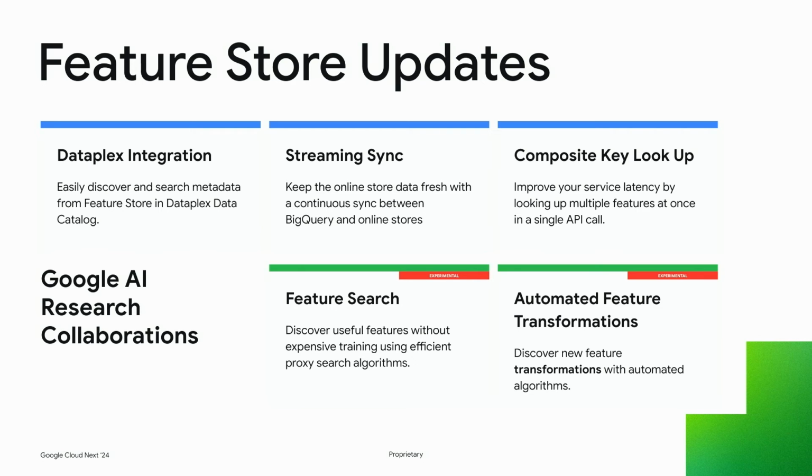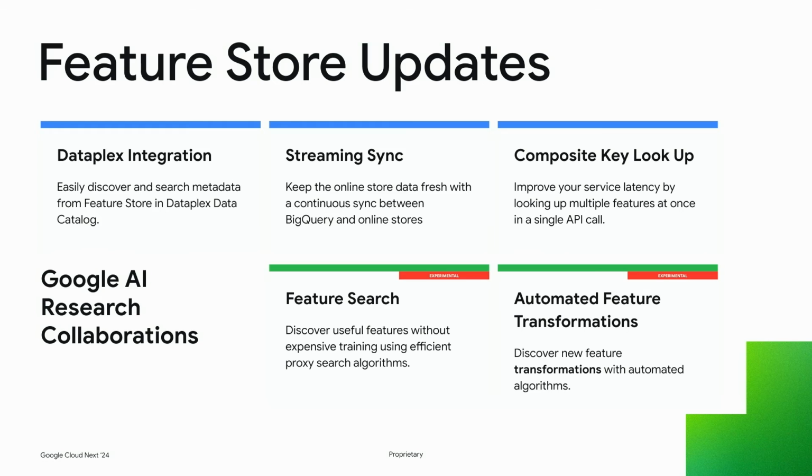Then there is Streaming Sync, probably the most requested feature that we had since we released Feature Store in general availability in November. This is to allow you to have very, very good data freshness. Once your data appears in BigQuery, it would appear in your online store within seconds. So it's very useful for use cases like fraud detection, where you want to make sure that the latest data is used to power your fraud models, and product recommendations as well.